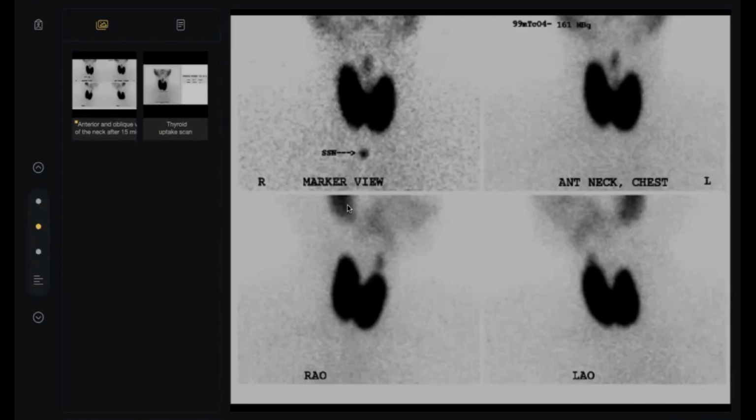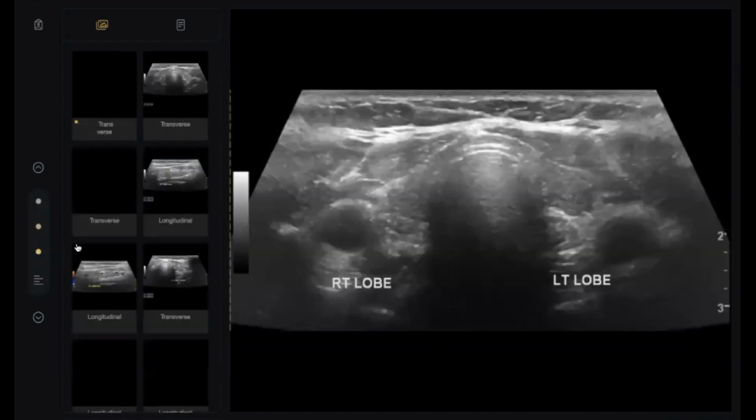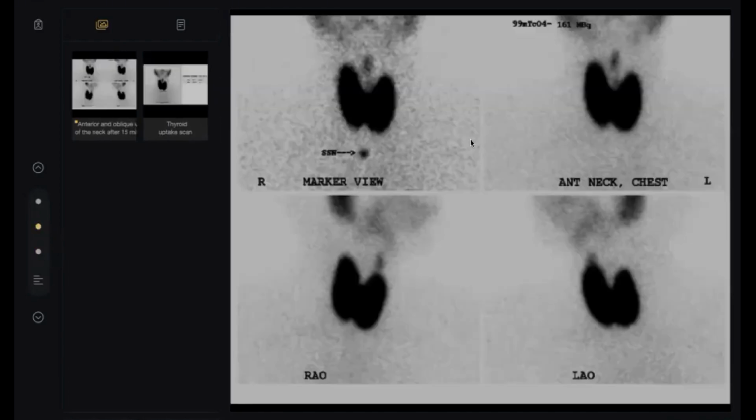Yes, what else? Tell me, I can detect. There are a few foci of uptake seen in the upper sternum, at the sternal notch. No, this is the suprasternal notch. This is a marker.